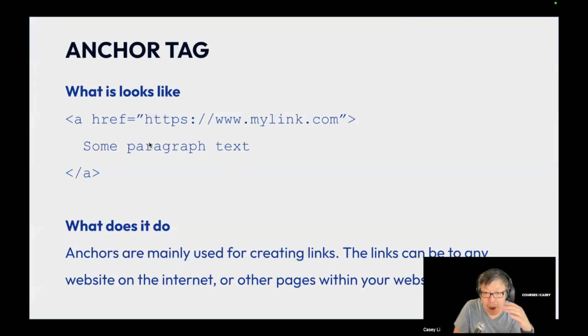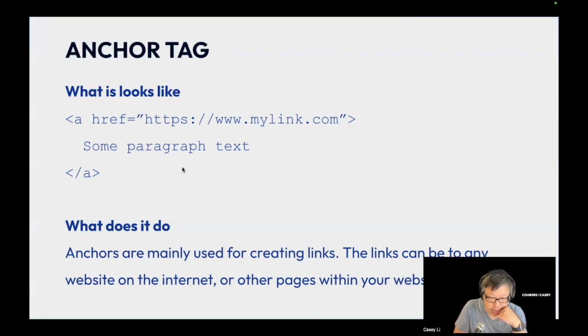And now we have this other thing called an HTML attribute. So it's the name of the attribute, equals, and then some value here. In this case, the name of the attribute is href, and then equals https://www.mylink.com. And the way this works is it basically creates a link that says some paragraph text. And then when you click on that, that's going to go to this URL that you have in the href.